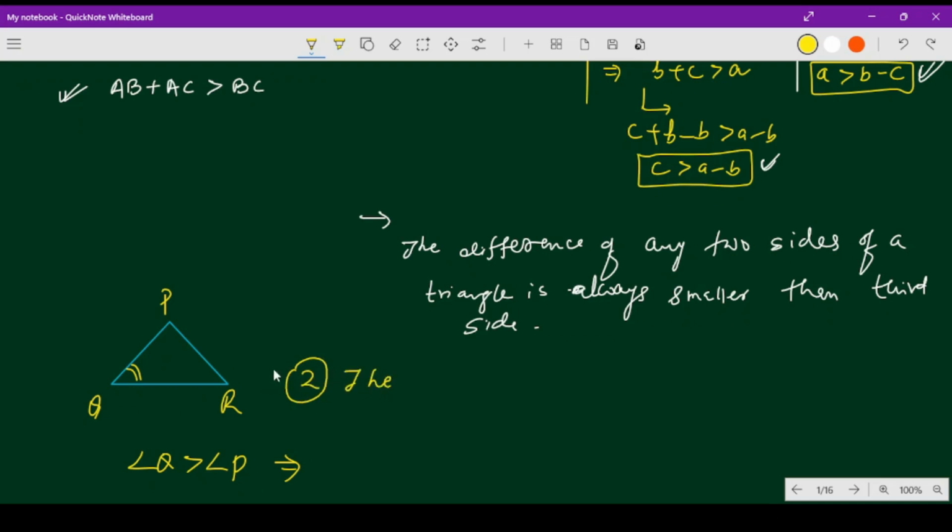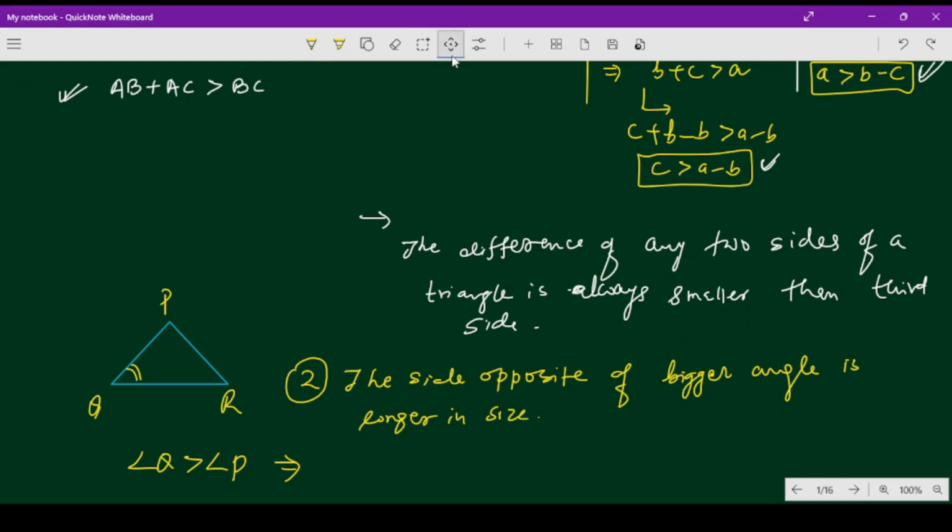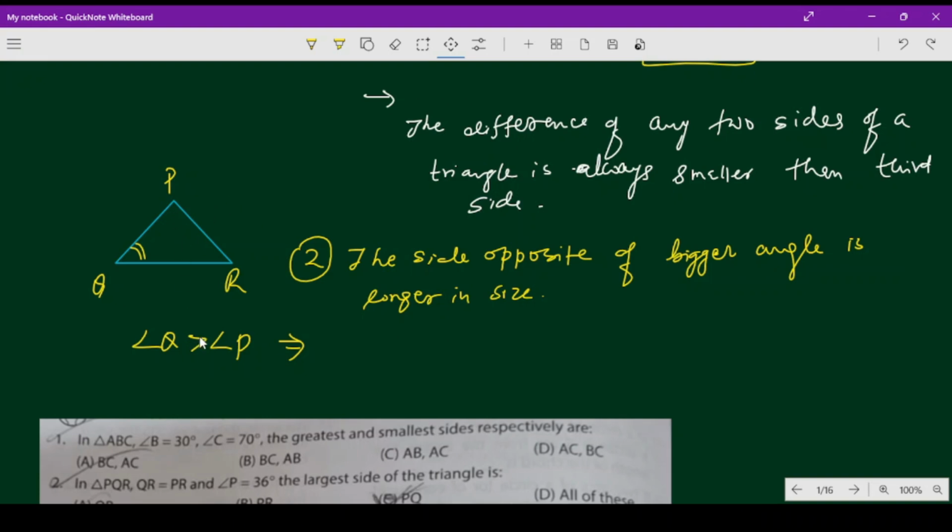The side opposite of the bigger angle is longer in size. So from that we can say that in this triangle, in which angle P is bigger than angle Q, the side opposite of angle P, which is QR over here, will be longer. So we can say that QR is bigger than the side opposite of angle Q, which is PR.